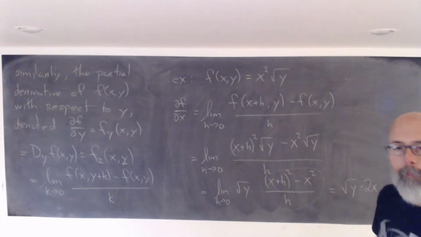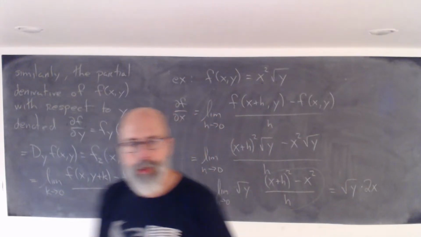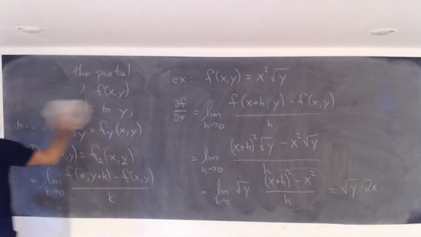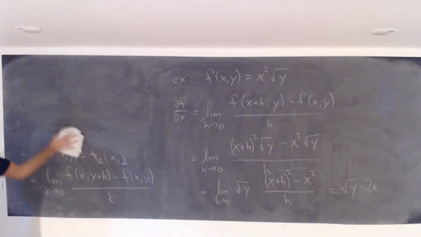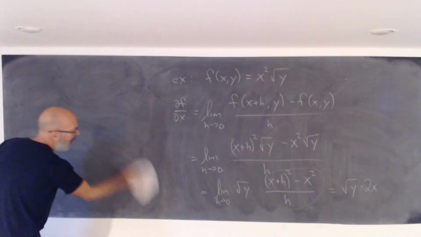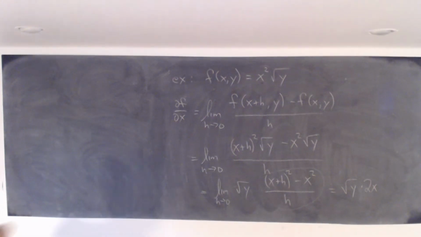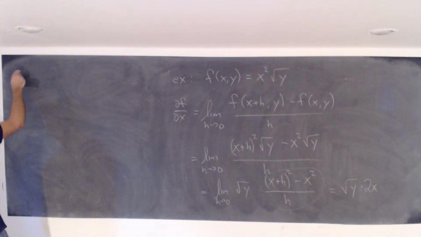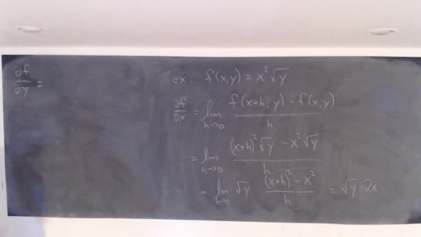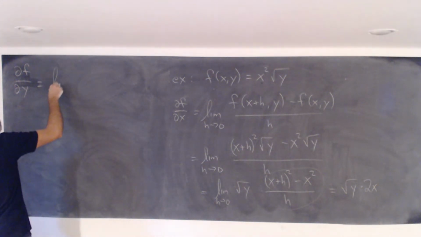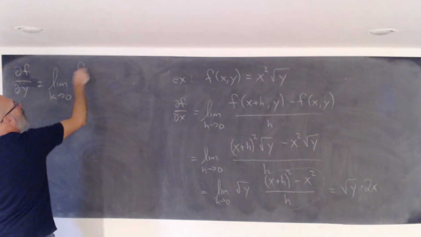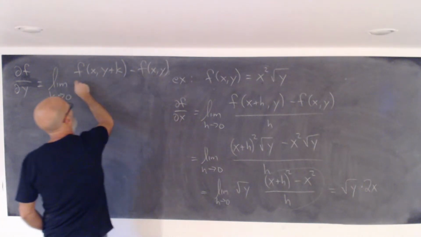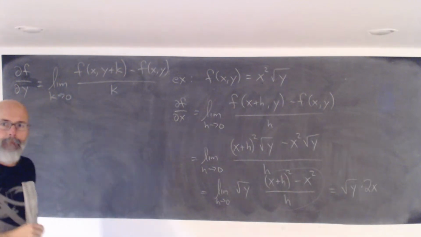So the part of the function that depends on y is treated as a constant because there are no x's there. And there it is. And you just differentiate the parts that depend on x. Let's repeat with the derivative with respect to y. By definition, this is the limit of f of x, y plus k, minus f of x, y, over k.